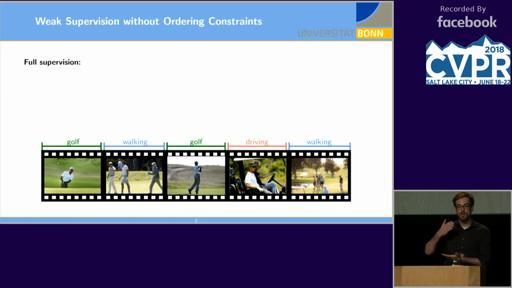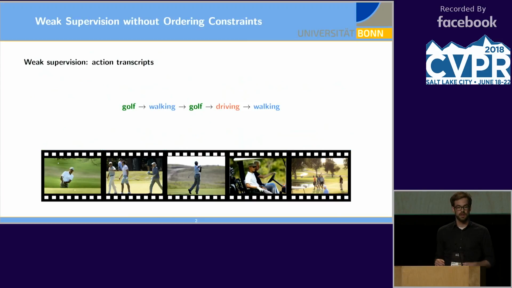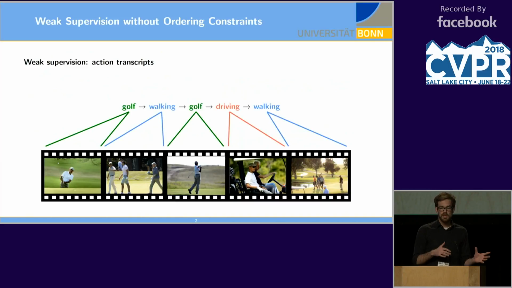So we only know the ordering of the actions, which is just like a sequence, golf, walking, driving, walking, in this example, during training. So during training, we still would need to infer the actual length of each segment within the video, making the task already much harder. This is a bit more realistic, but not absolutely, because assume we have videos from YouTube where we only have like meta tags, then we would not know anything about the ordering.